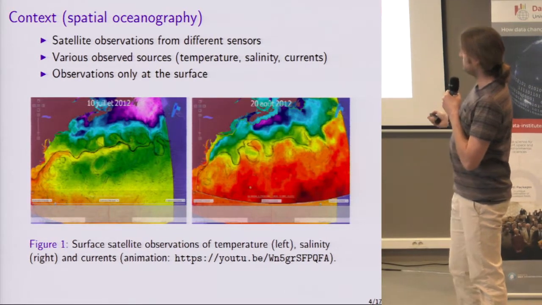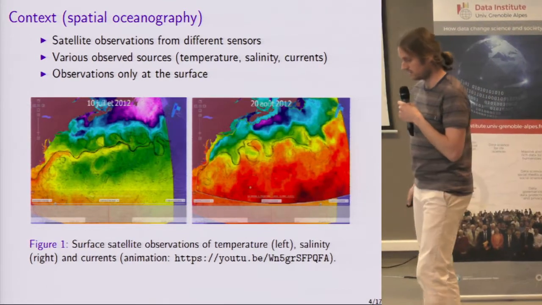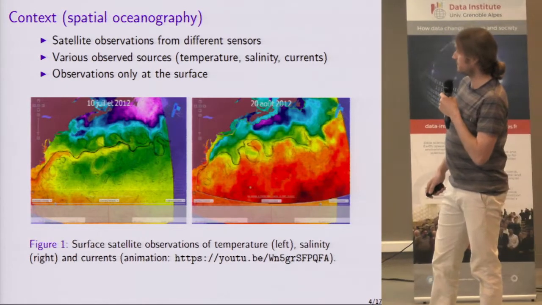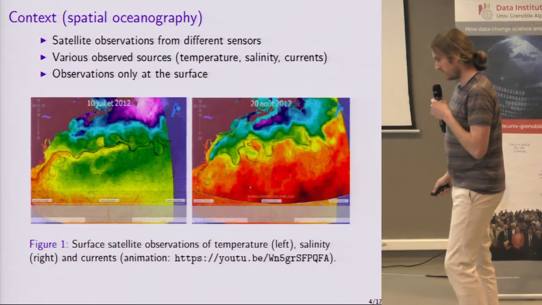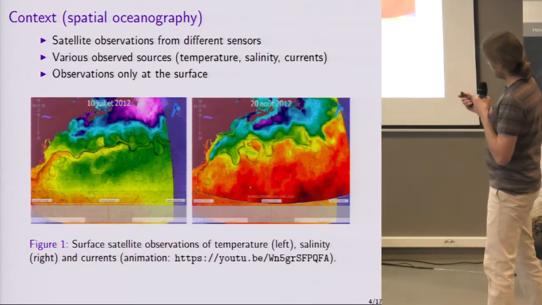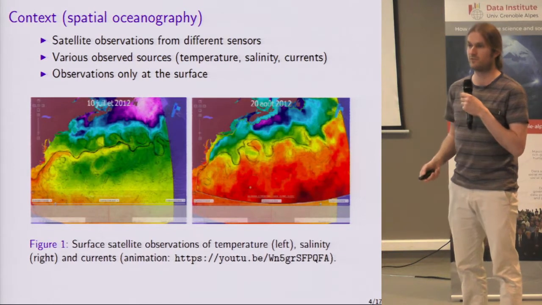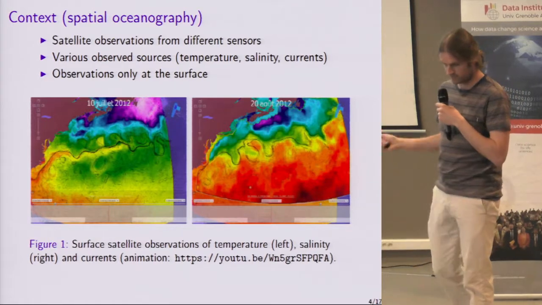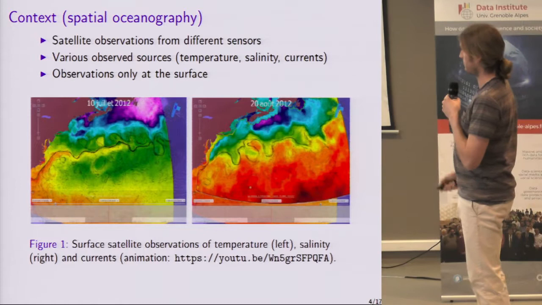For salinity, the resolution is quite bad and the accuracy of the data is not so good. And for the currents, the resolution is very, very low at this moment. So one problem of satellite images is trying to mix all this information of these three variables with different accuracy and resolution, and only at the surface.